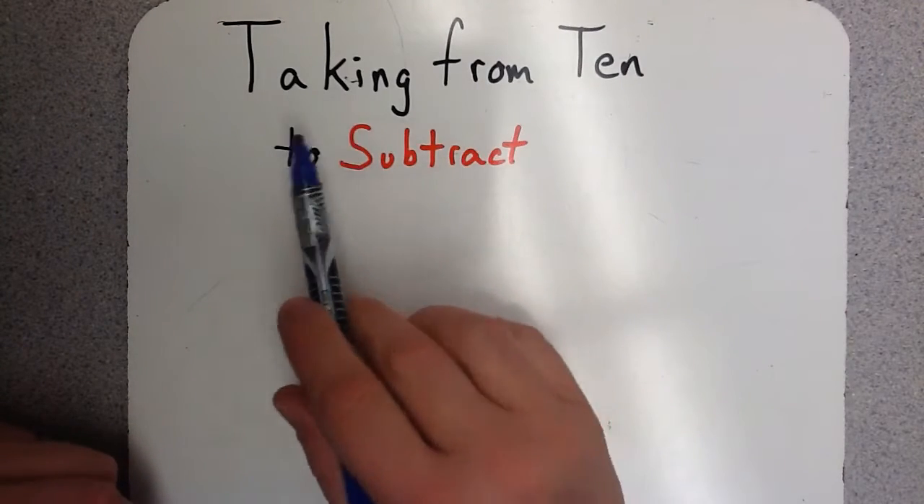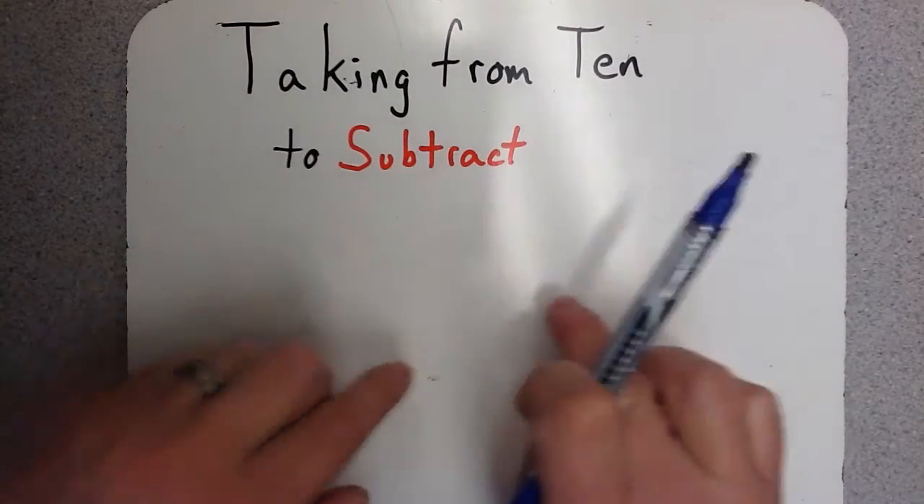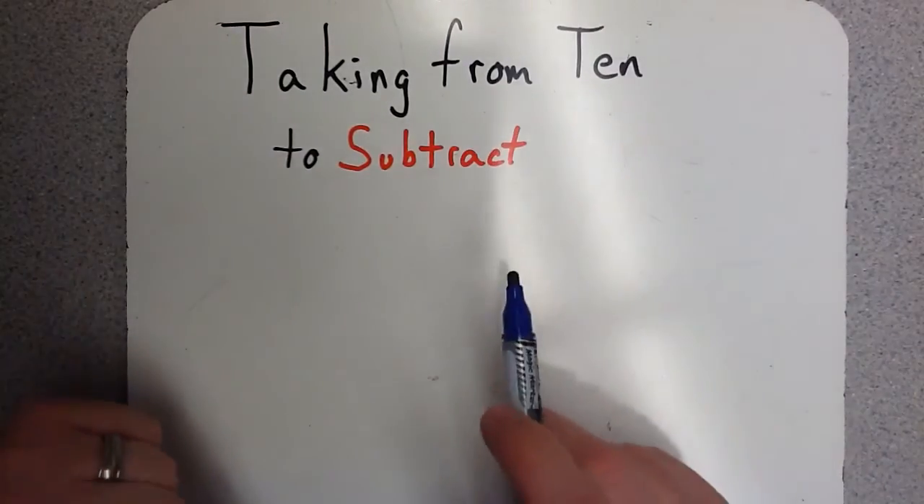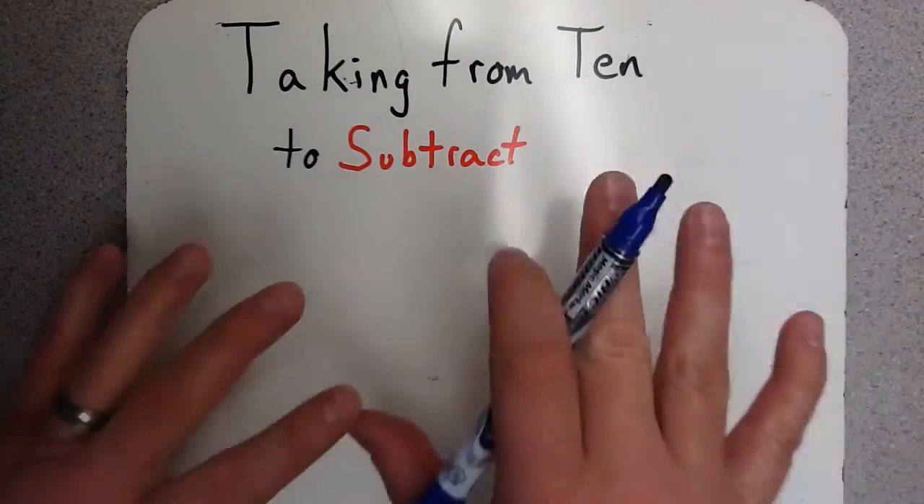Hello. Today we're going to look at the taking from 10 to subtract strategy. We're going to look at using counters and number bonds. So we're going to do a little bit of both. So let's look at subtracting 7, 8, and 9 from teen numbers.